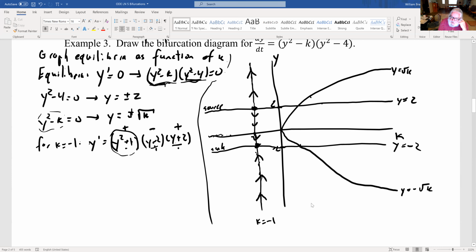Now the sign of y prime can't change unless you cross an equilibrium. So if I go from this side of an equilibrium to this side of the equilibrium, the sign might change. But as long as I stay in this region defined by my equilibria, the sign will always be negative. So those are all going to be down. This will be down, and that will be down because it's all in this region. Likewise, if I just stay above this part, then the sign will always be positive.